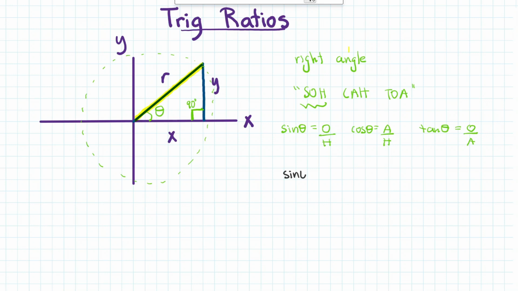So that means that sine theta equals y over r, cos theta equals x over r, and then tan theta equals y over x. And then now we can use that and reference our triangle here. So these are what I would call our primary trig ratios.